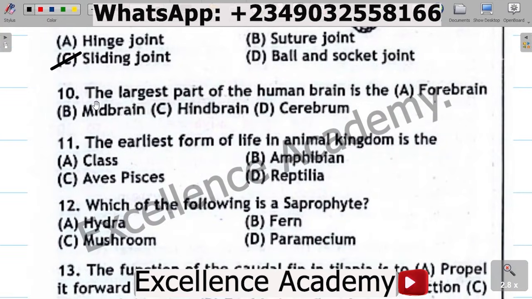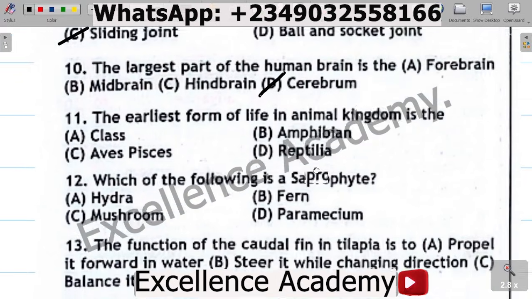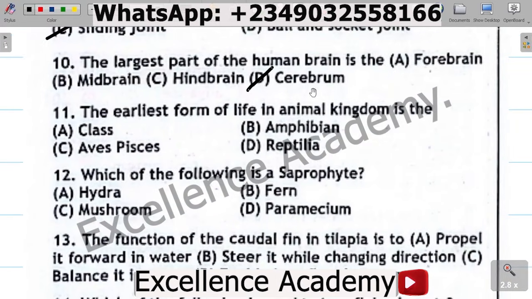Question 10. The largest part of the human brain is the A. Forebrain, B. Midbrain, C. Hindbrain, D. Cerebrum. The correct option is D. Cerebrum. Cerebrum is seen as the largest part of the human brain because it accounts for most activities that take place in the brain. So the correct option is D. Cerebrum.